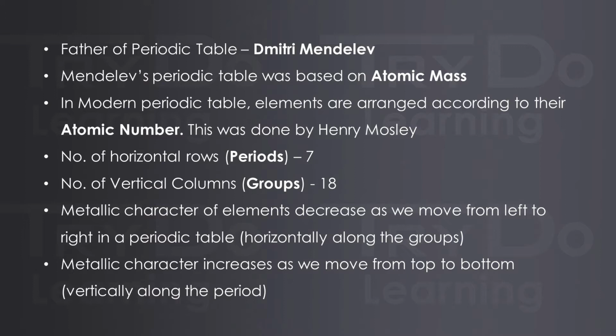The metallic character of an element is defined as the tendency to lose electrons and become positive ions. As we move from left to right in a periodic table, the metallic character of elements decreases. And as we move from top to bottom, the metallic character increases.